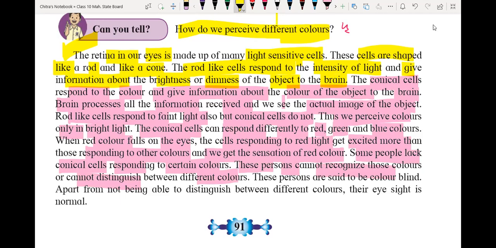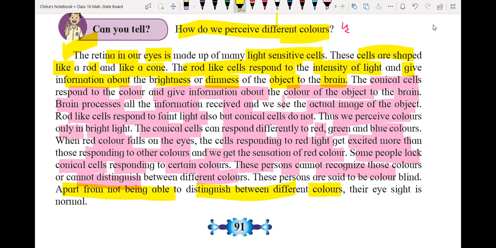Sir, will all the colors appear to be a single color, or will each color appear different? Generally red color and green color, they cannot distinguish between them. Apart from not being able to distinguish between different colors, if more conical cells are lacking, then they are not going to distinguish colors, so their life will become black and white only.